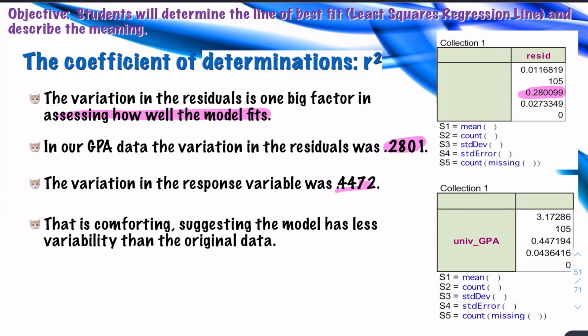So where did I get this 0.4472? If we're just looking at our university GPA, that's our actual output. This is our one variable statistics, just for university GPA. And if that's our output in this case, that's our standard deviation. So that's comforting, suggesting the model has less variability than the original data. Our model is more closely tied to the outputs.